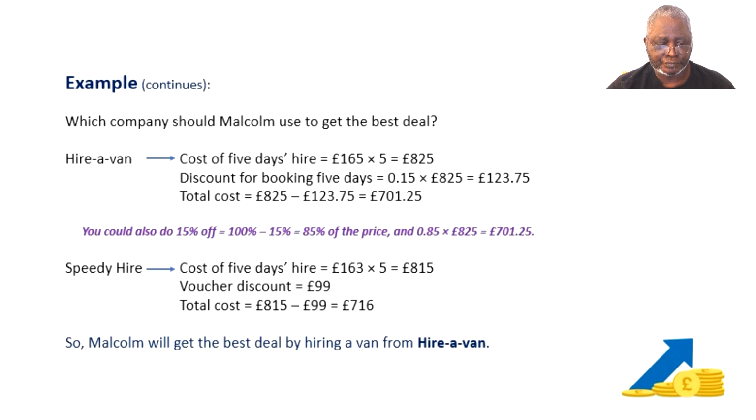Hire a Van. The cost of 5 days hire is equal to 165 times 5, which is equal to £825. Discount for booking 5 days is equal to 15% times £825, which is £123.75. That's the discount. So the total cost will be £825 minus £123.75, which is the discount. The net pay will be £701.25.